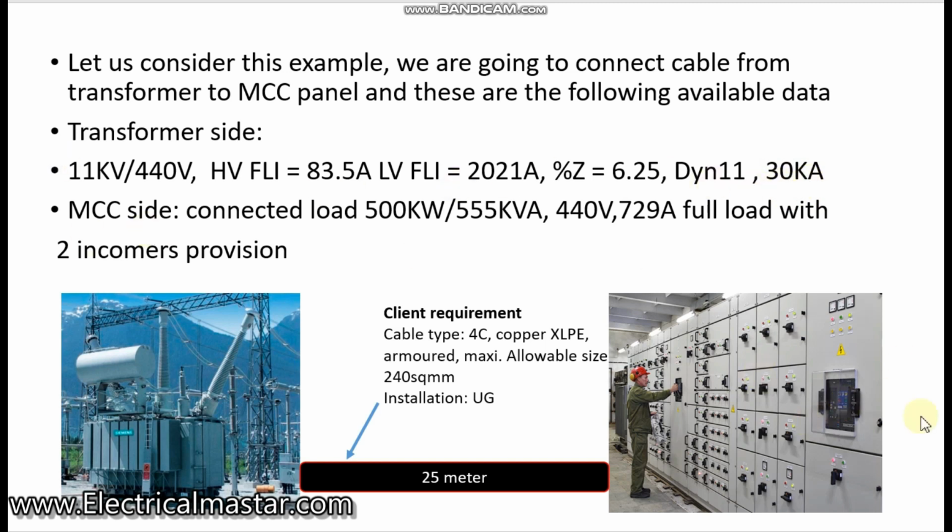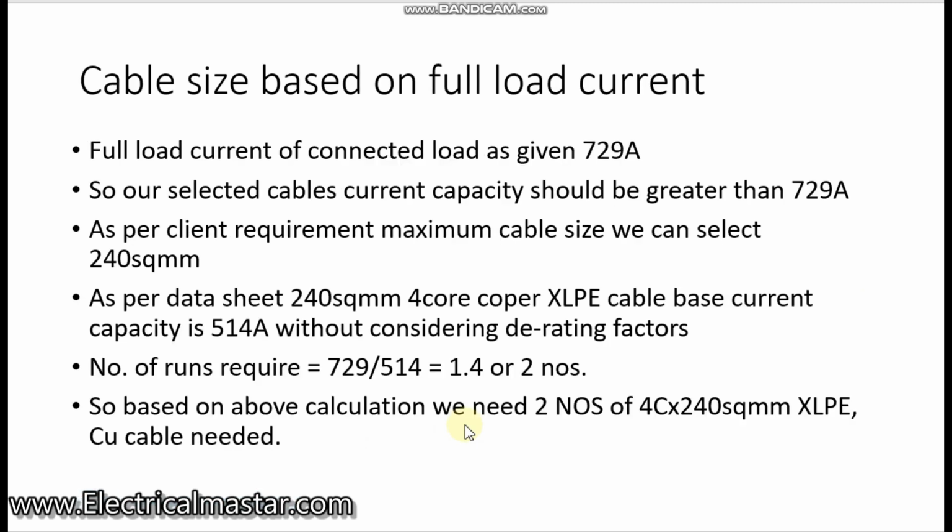On the MCC side, the capacity of the load connected in the MCC panel is 555 kVA at 440 volt, and the full load current of this MCC panel connected load is 729 amps. This MCC panel has two incomers, two identical transformers connected to bus A and bus B sections. We need to find how much cable is required for that, so let us go to the sizing calculation.